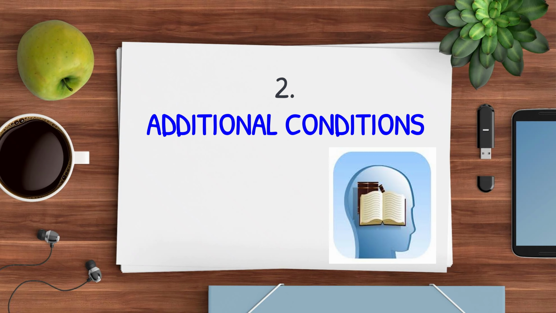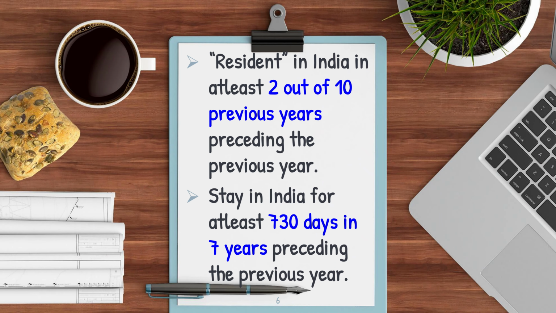So the additional conditions are: one, resident in India for at least 2 out of 10 years preceding the previous year. And the second additional condition, stay in India for at least 730 days in 7 years preceding the previous year.